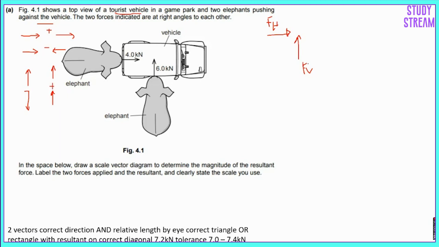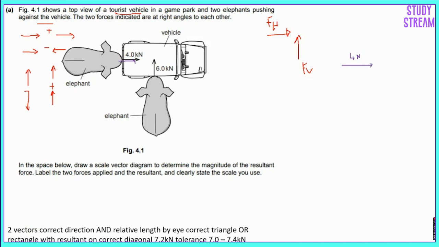Do you guys remember the triangle method? Yeah, perfect. So how, Muawiyah, to do the triangle method? Okay, so let's take one direction first. I push the car forward by 4. So I'm going to draw my 4 Newton in this direction. Okay, my arrow is here.